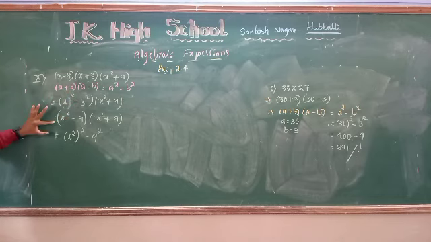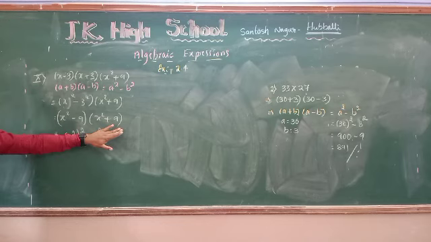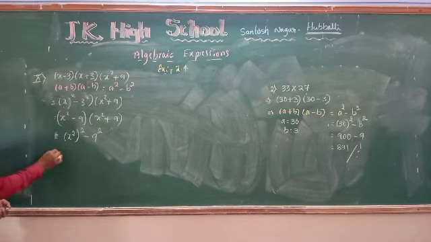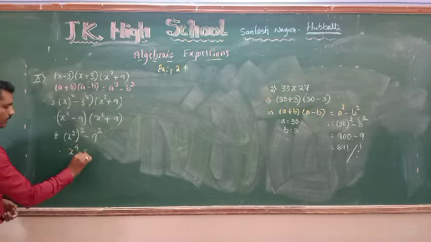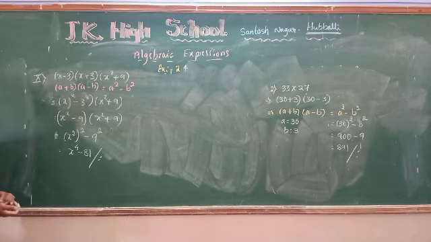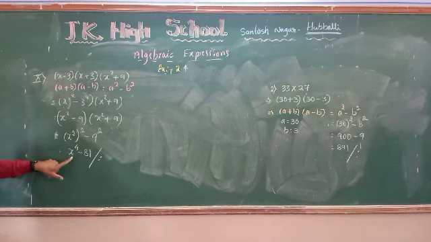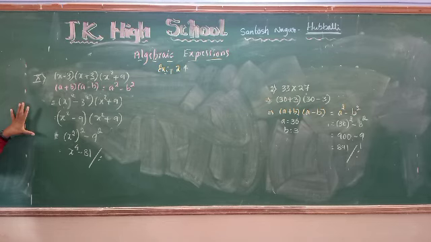What is the simplification of x square minus 3 square? x square minus 9. And here x square plus 9. (a minus b) into (a plus b) is (x square) the whole square minus 9 square. The last step is what? x to the power 4 minus 81. 9 9s are 81. 2 2s are 4. I think the solution is clear, right?